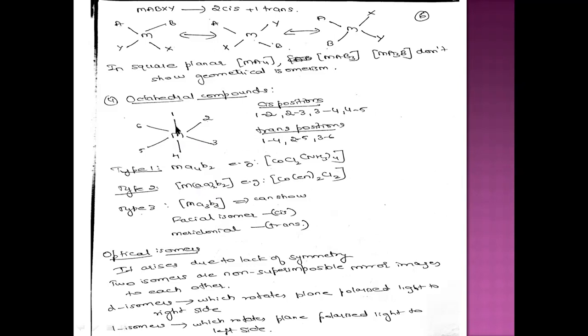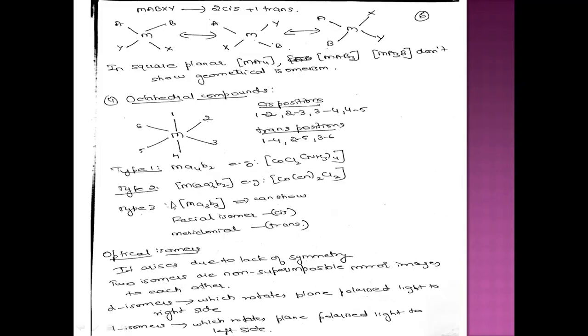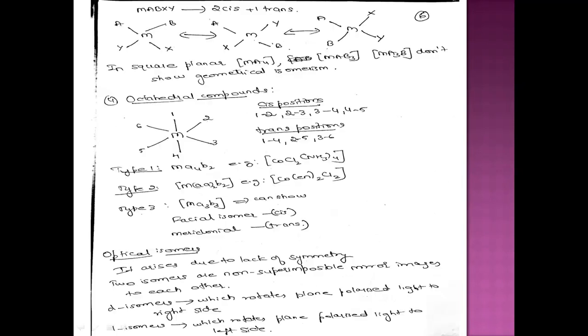So if you write 1 and 2, here one en and here one en, it will be a cis isomer, right? Similarly, with respect to chlorine, you can write chlorine on the opposite side, or chlorine on the same side, right? So that will give you a cis isomer. Type 3 is MA3B3. MA3B3 means 3 of one ligand and 3 of another ligand. So that also can show cis and trans.